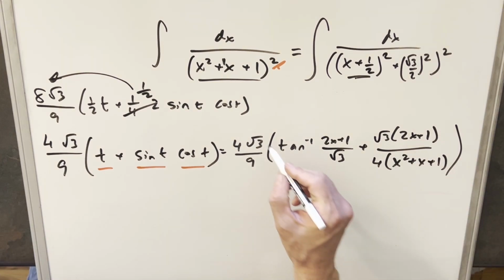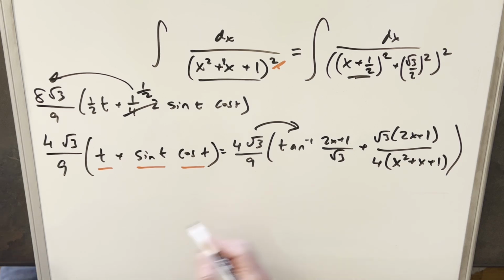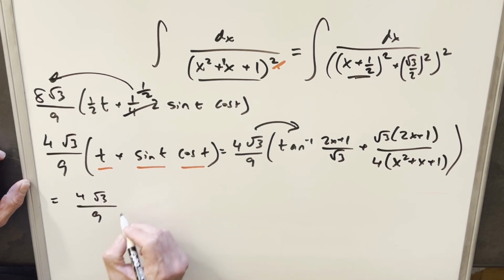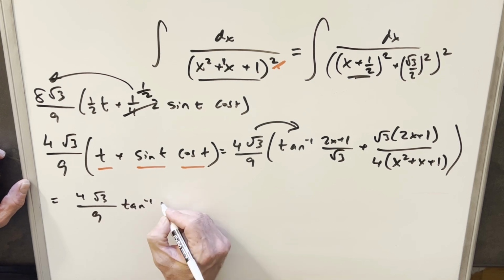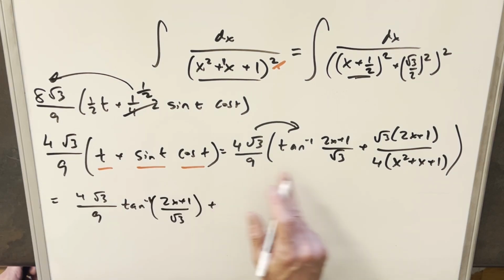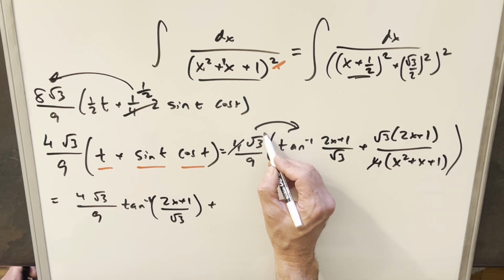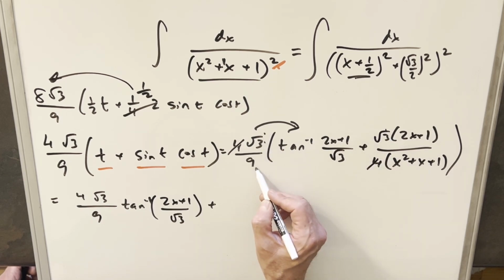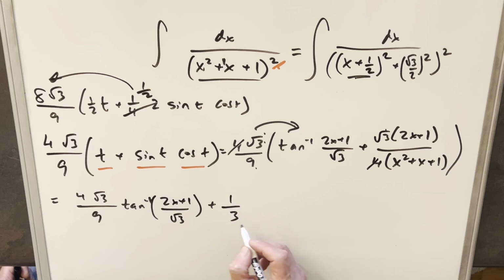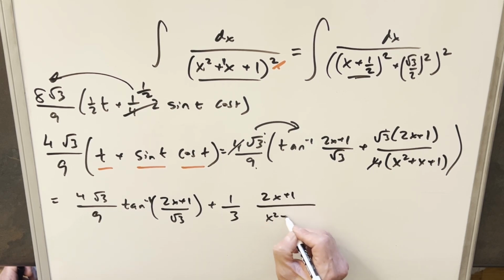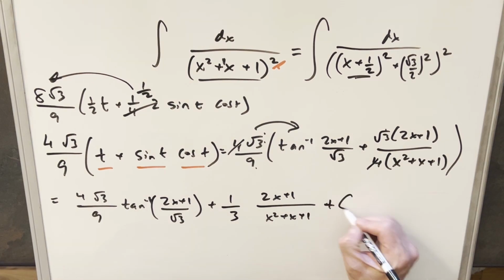And now to finish this off, I think I'm just going to multiply this in because we're going to get a little bit of cancellation. So for the first term, we're going to have this 4 square root of 3 over 9, and we're going to have our arctan. And then when I multiply this in here times this, the 4's are going to cancel here. The square root of 3 times square root of 3 is going to be a 3 over 9. So this is going to give me a 1/3 out front. And then we're just going to have 2x plus 1 over x squared plus x plus 1. I'm going to add a plus c, and that's it.